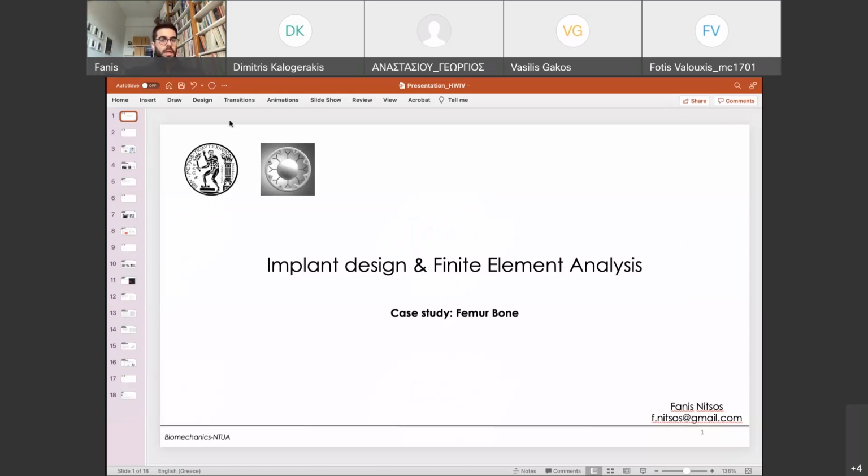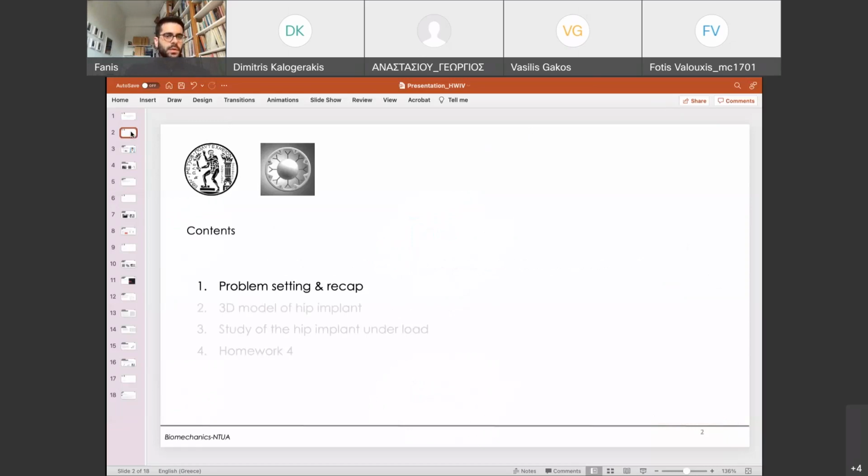Okay, thanks guys. So, today we're going to see how we can design a femur implant and perform a finite element analysis on it for some loading scenarios. So we will repeat what our problem is, and we will do a very brief recap of what we did in the first workshop, as this is essentially a continuation.